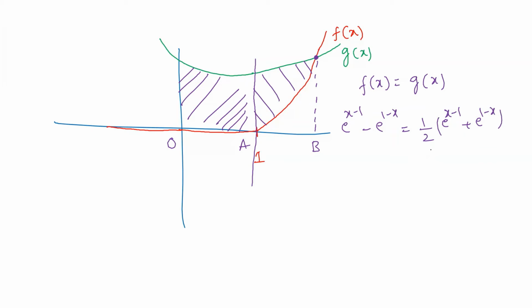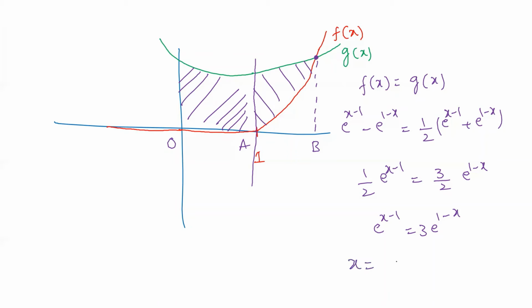And if you rearrange the terms here, we are going to get half of e raised to x minus 1 equal to 3 by 2 times e raised to 1 minus x. And from here, we can find out the point of intersection. That is, e raised to x minus 1 is going to be equal to 3 times e raised to 1 minus x. And by solving this one, we are going to get the x coordinate value that we are particularly trying to find out here.